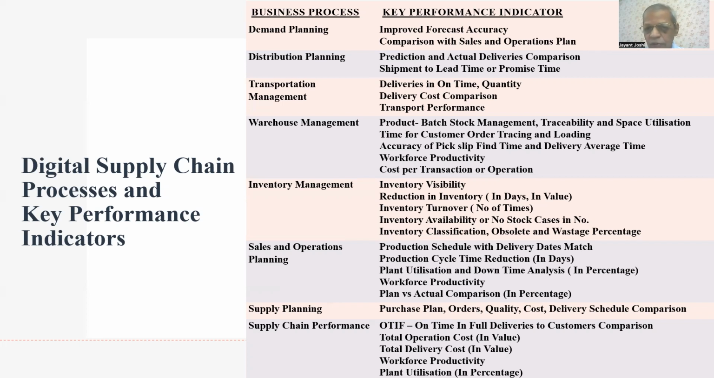Then comes the distribution planning. You're doing some predictions and then actual deliveries, and you should have a regular day-to-day, week-to-week, month-to-month, quarter-to-quarter comparison of how things are moving in different geographies and different products, so that you can go on taking necessary corrective actions.